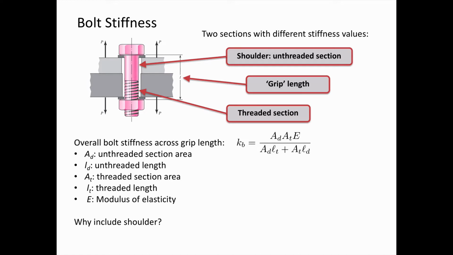So why would we include a shoulder on a bolt? Why not just thread the entire bolt? This can help increase axial stiffness, and for joints that are loaded in shear, it can increase the shear strength of a bolt.